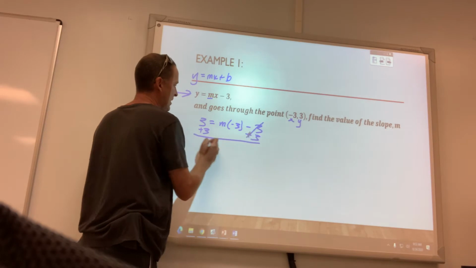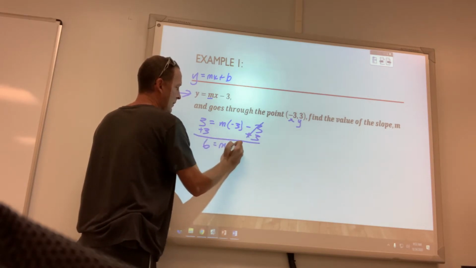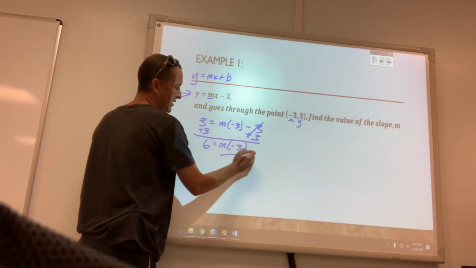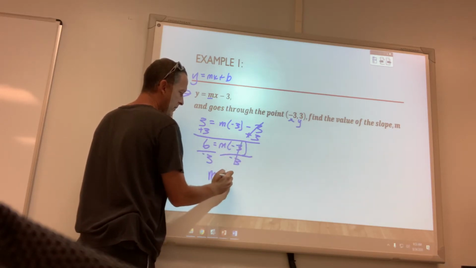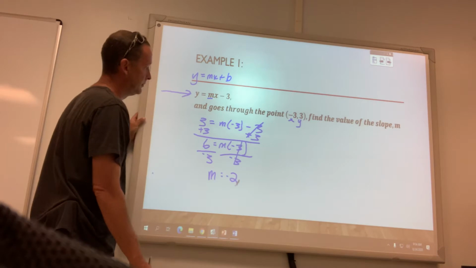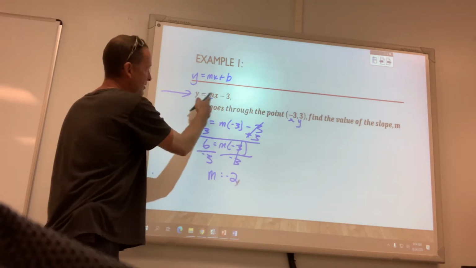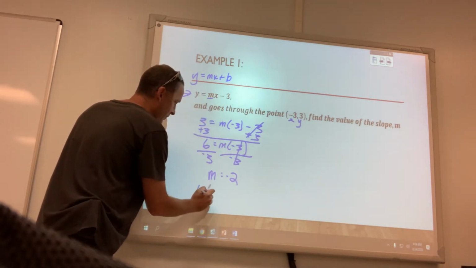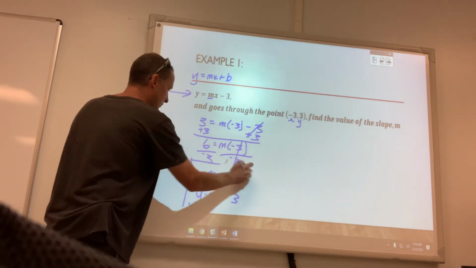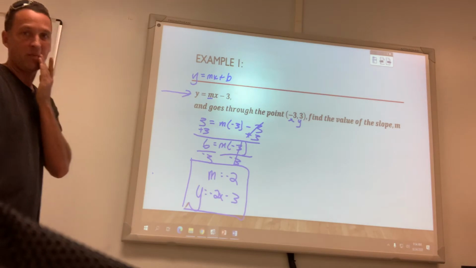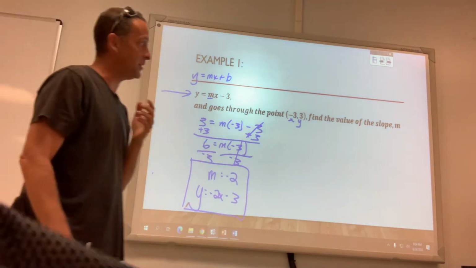Add 3 to both sides. Then divide both sides by -3. M is equal to -2. So I know my equation would now be y is equal to -2x minus 3. First example is definitely probably the simplest one.